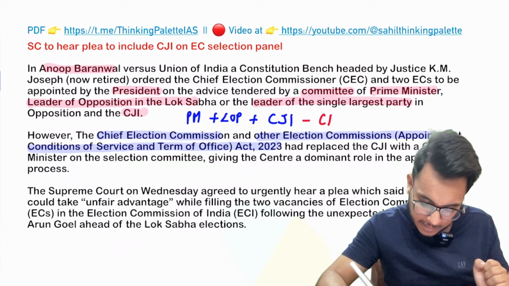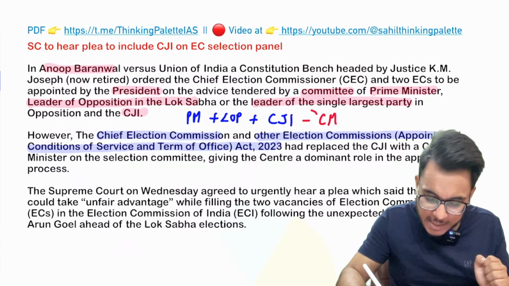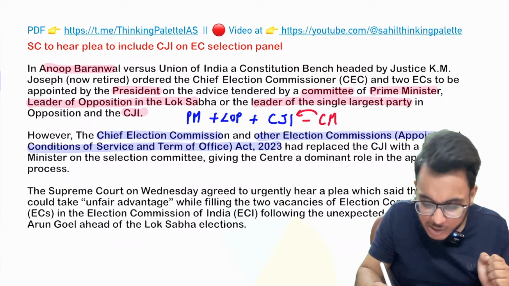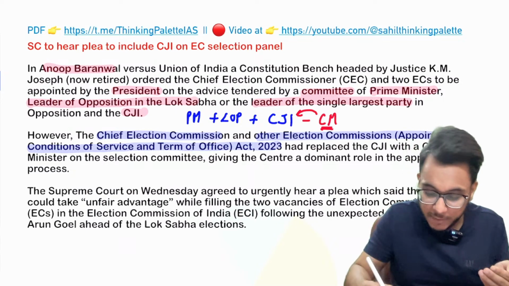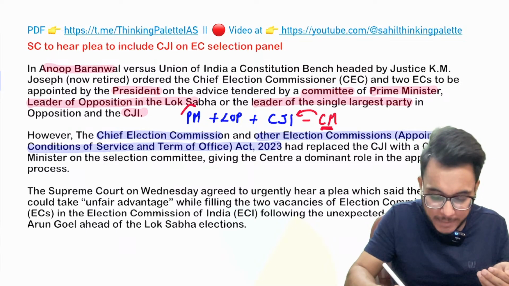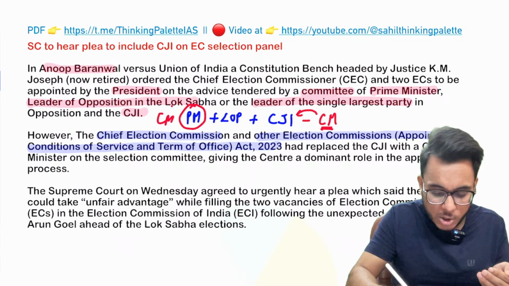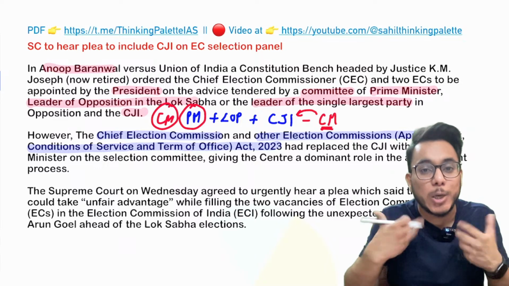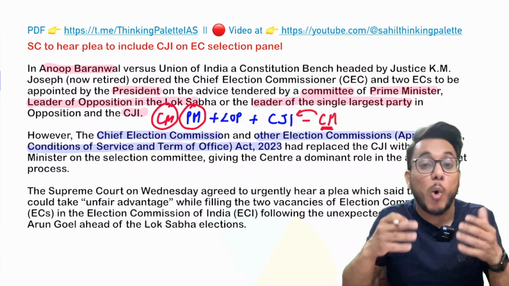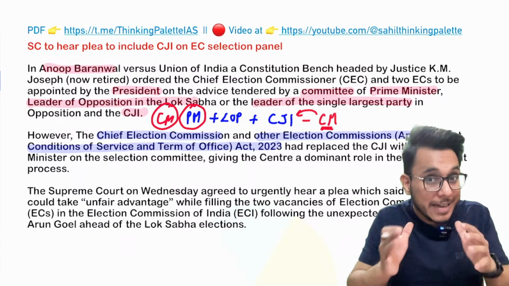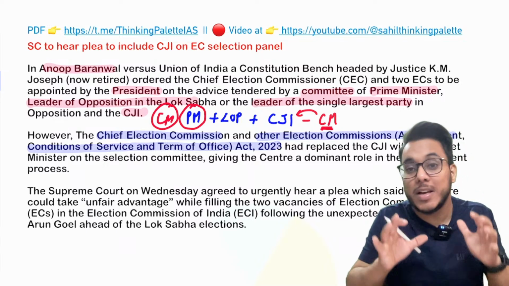That is there. Fine. So CJI was replaced by the cabinet minister. Now you see, a cabinet minister will be from the ruling party. So the prime minister is from the ruling party, the cabinet minister is from the ruling party. In a 3-member body, 2 members are from the government ruling party. So what will happen? Again, it has bypassed the Anup Barnwal's spirit.